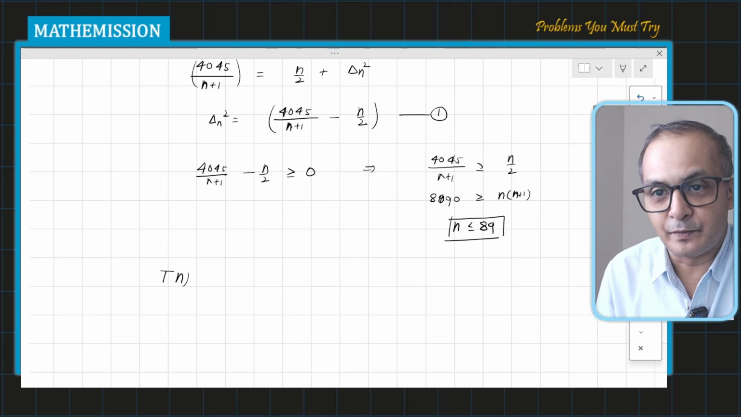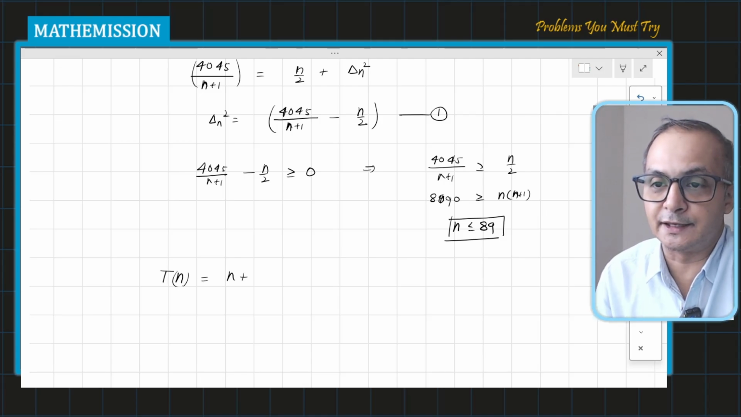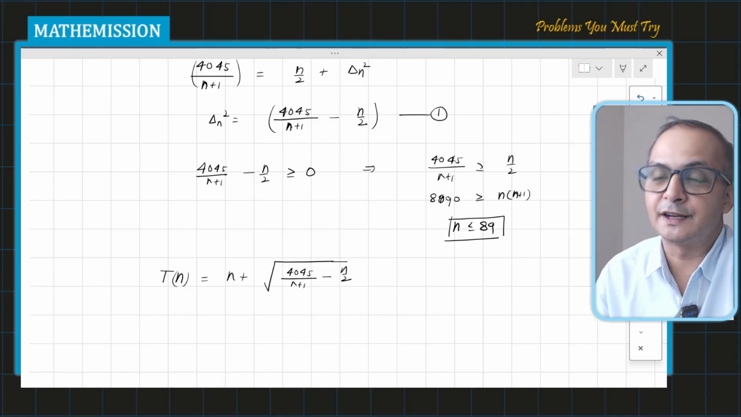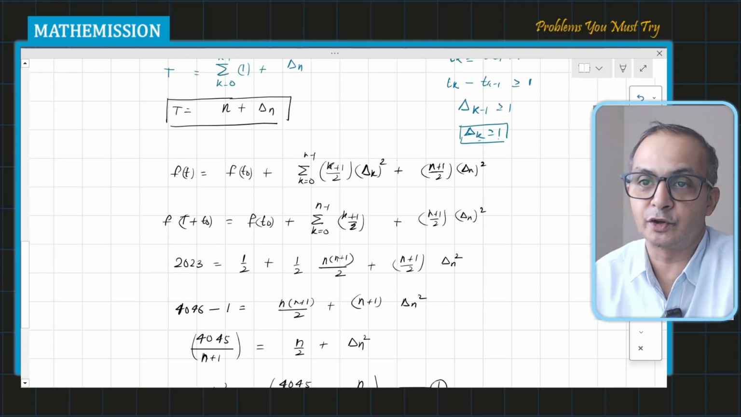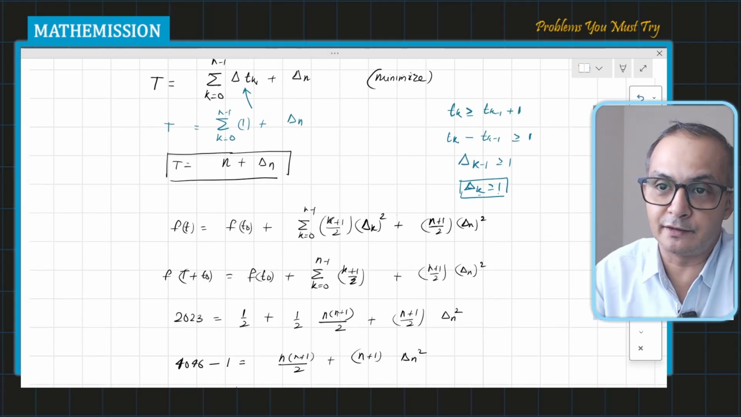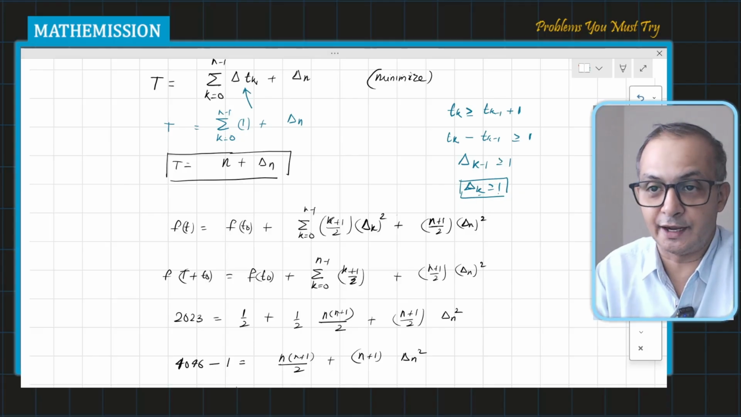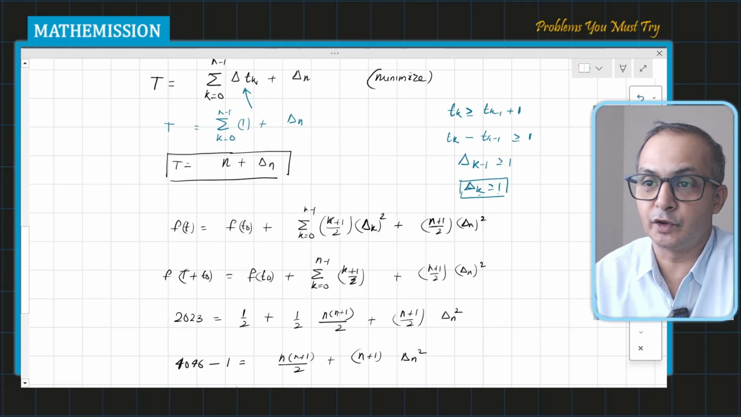So I'm just making a function t n, that is a n plus, and now delta n is this thing, the square root of it, that is 45 by n plus 1 minus n by 2. So previously I thought that it will work, but not, because this also had the value n involved. So delta n minimum will not work, because at the same time n will change. So that logic was not correct.